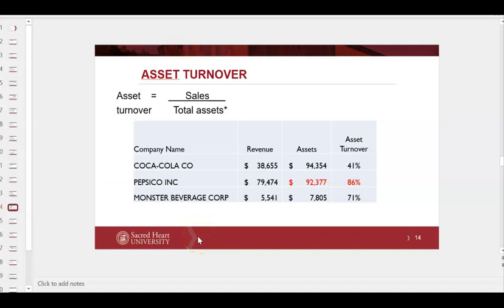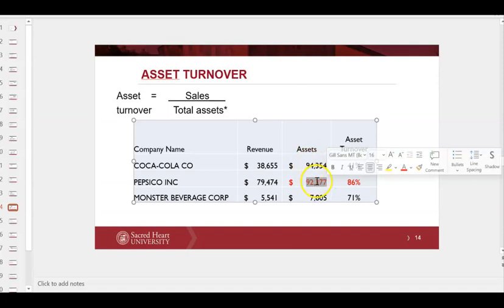Here we see the asset turnovers. We see the dollar amounts that go into the asset turnover calculation as well as our results. We looked at the profit margins for Pepsi and saw that they were lacking. Here we see that Pepsi has the highest asset turnover. So although they have almost the highest amount of assets, they are generating a lot of sales with those assets.